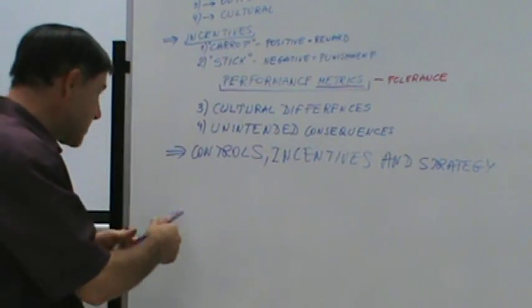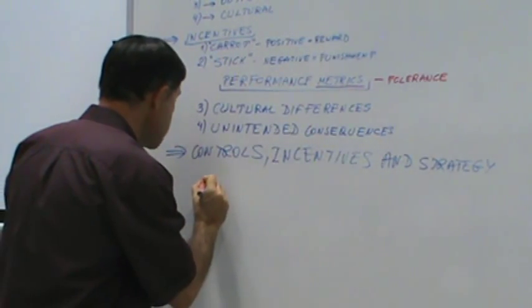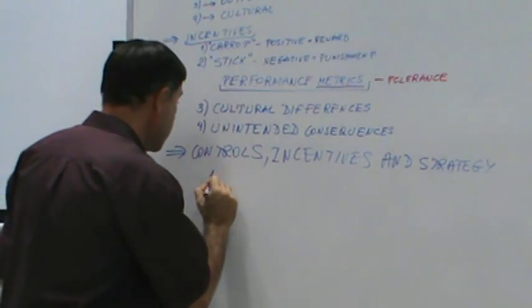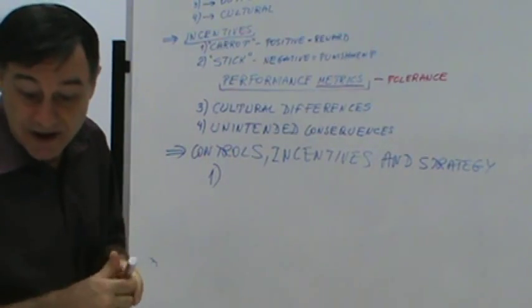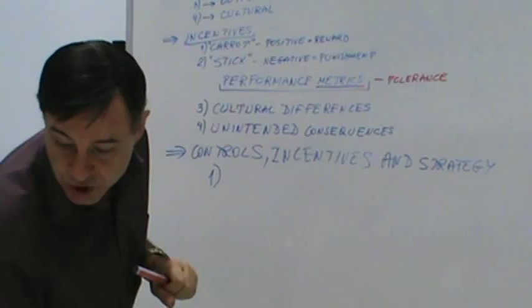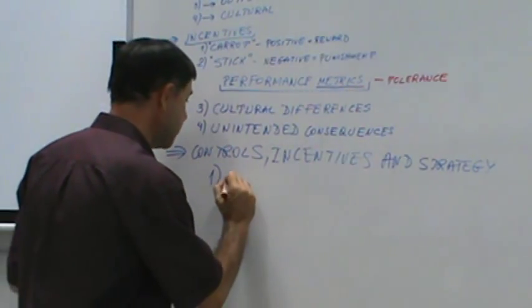So, the concept here is known as performance ambiguity. Page 497.